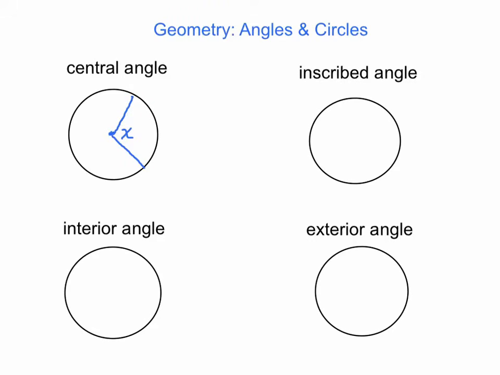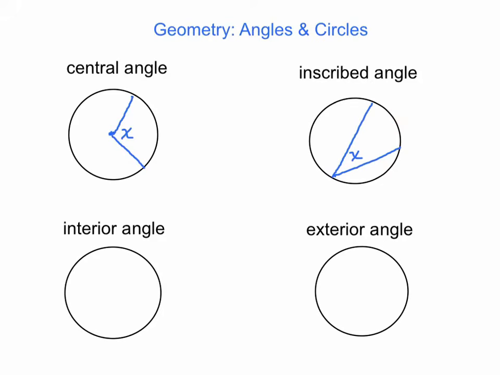Another situation is called an inscribed angle. In this situation, the vertex is on the circle. So I'm going to draw an angle whose vertex is on the circle right here. And this angle has a different relationship to this arc, and we'll see what that is in a moment.